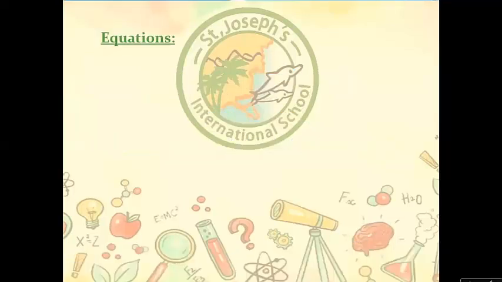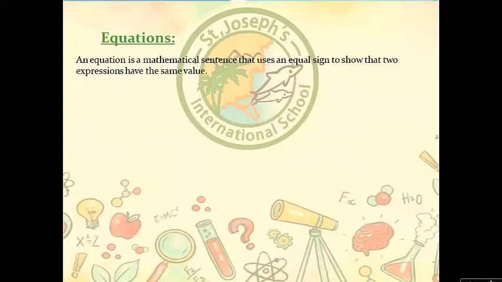What is the meaning or definition of an equation? An equation is a mathematical sentence that uses an equal sign to show that two expressions have the same value.